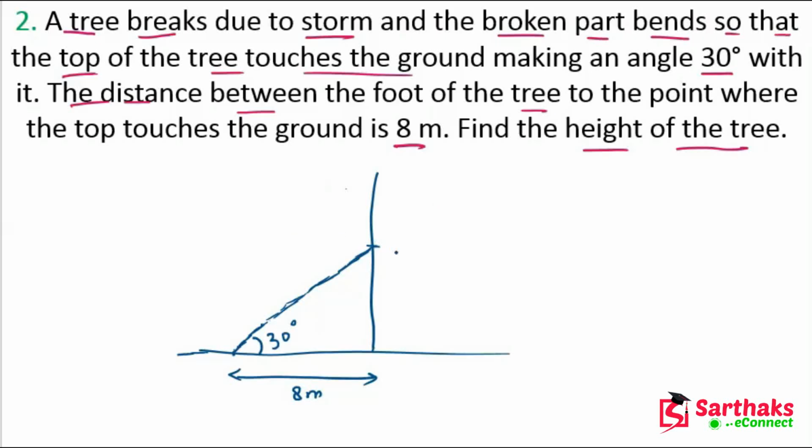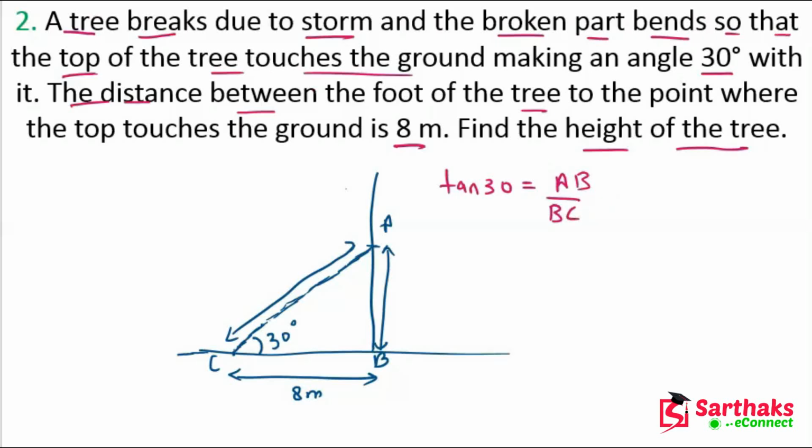Now we have to find the height of the tree. First of all, find this height and find this length. This is A, B and C. After finding these two sides, we add them, and that will be the height of the tree. So let's find that. First of all, tan 30 is equal to AB upon BC, perpendicular upon base.